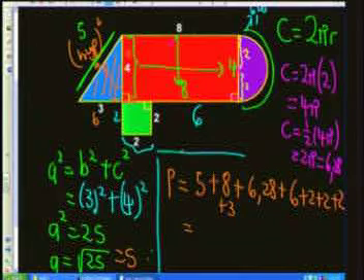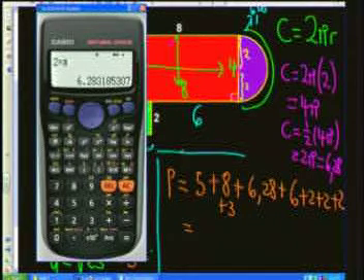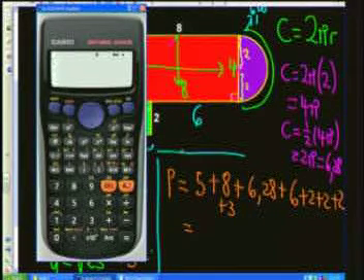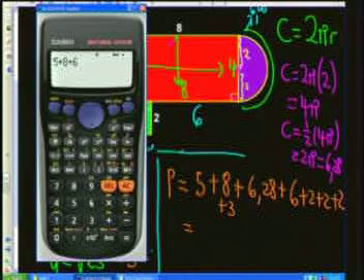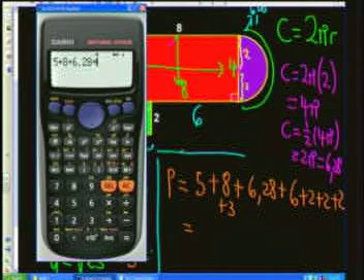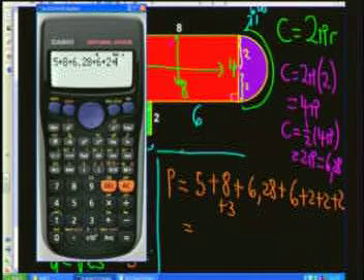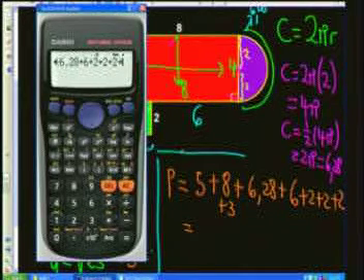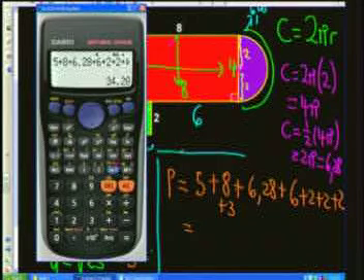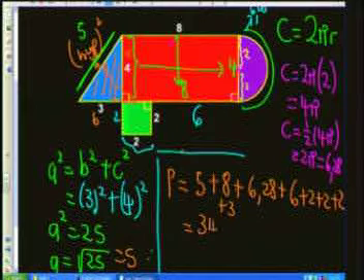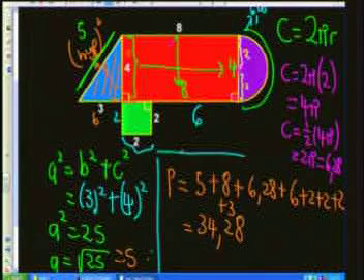And then I'm going to use my calculator to calculate that. I've got 5 plus 8 plus 6.28 plus 6 plus 2 plus 2 plus 2 plus 3, which is equal to, in decimals, 34.28. Okay, so that's the perimeter around the shape.